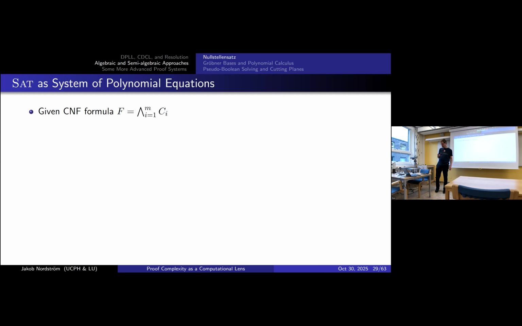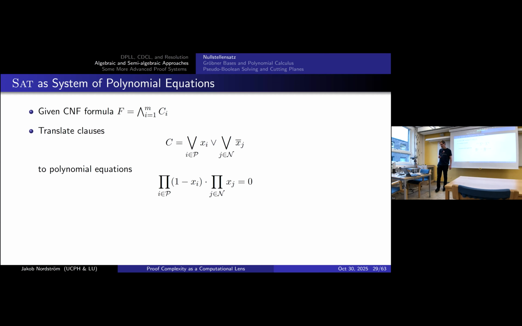So recall that if we have a CNF formula, we can take a clause and just translate it to polynomial equations. So every positive literal xi in the clause turns into a factor 1 minus xi. Every negative literal xj, not xj, turns into a factor just xj. And saying that the clause should be satisfied is the same as saying that this polynomial should vanish. Now, we could do this over any field. And so to be sure that we only get 0, 1 valued solutions, we should also add so-called Boolean axioms, xj squared minus xj for all variables.